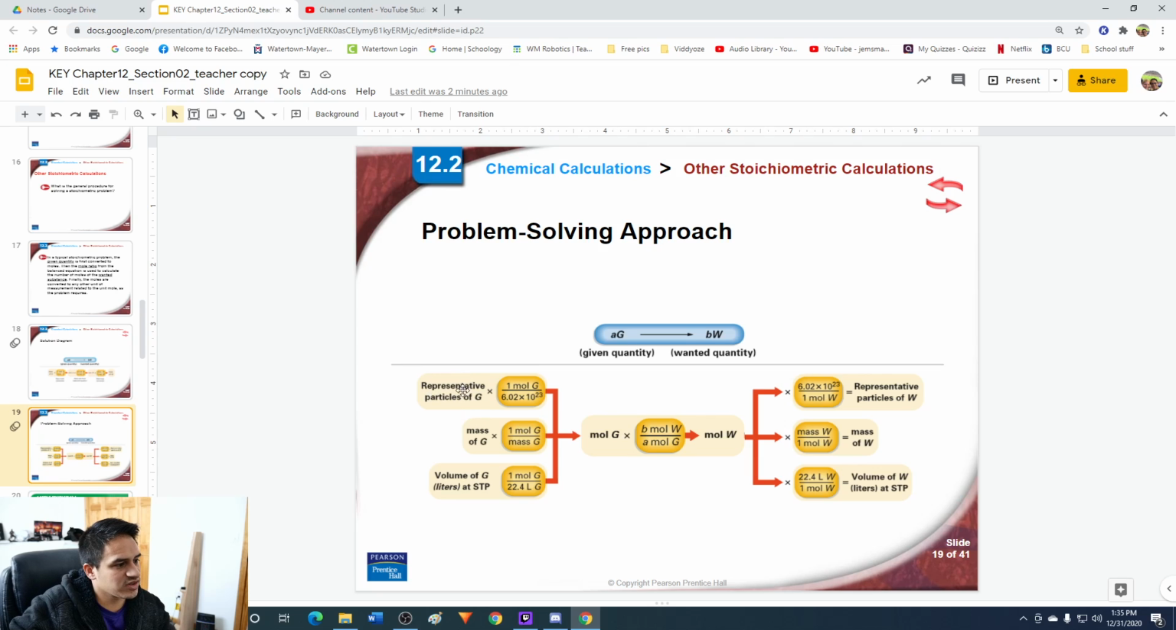So if we're starting with some type of particle, we use Avogadro's number to convert to moles. If we're starting with liters or volume, we'll use molar volume to convert into moles. The middle one here shows the mass, which you've already done. Then in the middle, it's always the same step: moles of one material to moles of another using mole ratios from the reaction. And then lastly, convert those moles back into whatever unit the problem wants using the appropriate conversion factor.